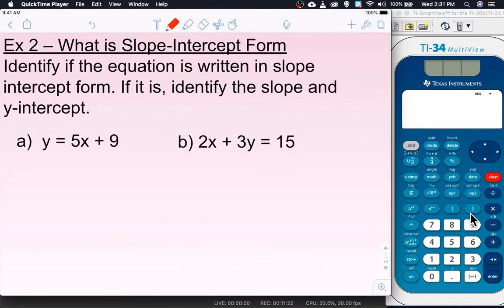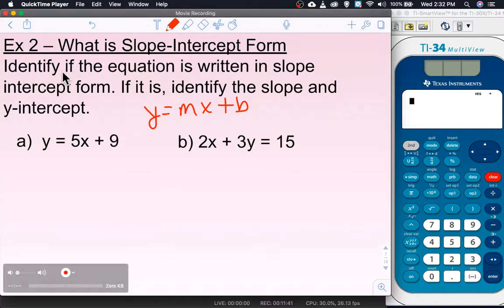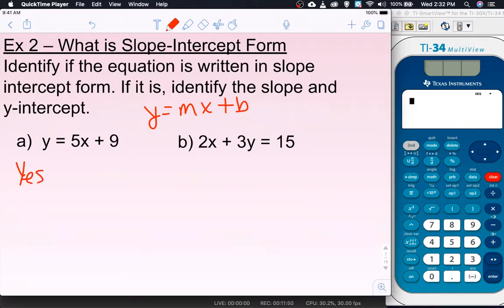All right, example 2. What is slope-intercept form? Well, we talked about that earlier. We looked at what the formula looks like. It looks like y equals mx plus b. That's what slope-intercept form will always look like. So our job in these problems is to identify if the equation is written in slope-intercept form. So that's a yes or no. Is it slope-intercept form? Yes. Is it slope-intercept form? No.